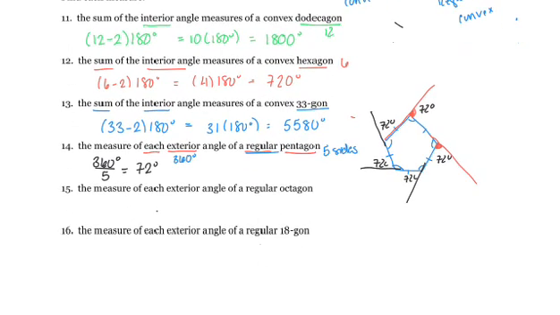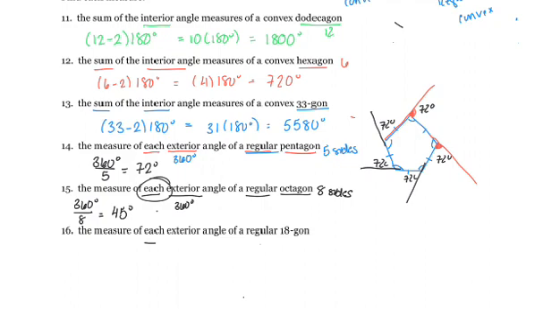Number 15, what is the measure of each exterior angle of a regular octagon? So same type of problem, because the sum of the exterior angles would be 360, but because I want the measure of each angle, I'm going to take the 360 degrees if I add up all the exterior angles, and I'm going to divide by 8 sides. So if I take 360 and divide that by 8, each exterior angle is 45 degrees.